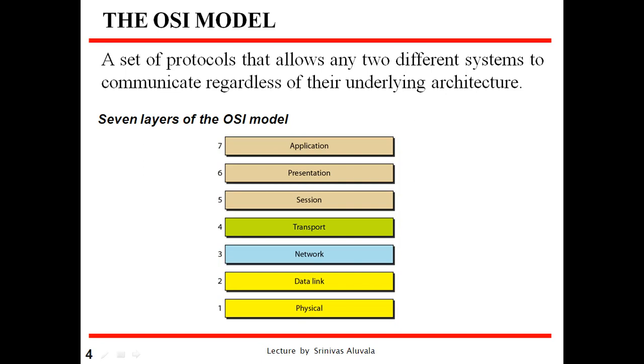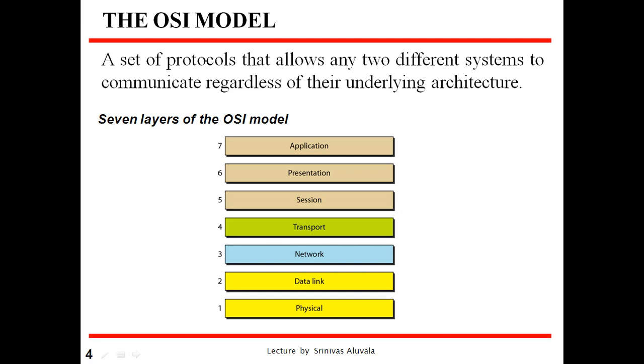OSI model, Open Systems Interconnection Model, is a set of protocols that allows two different systems to communicate regardless of their underlying architecture. The purpose of the OSI model is to show how to facilitate communication between different systems without requiring changes to the logic of the underlying hardware and the software used.